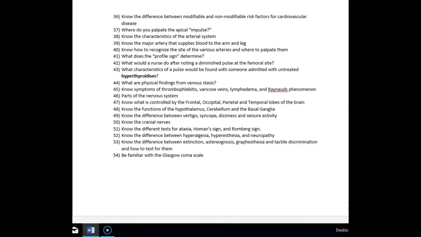Let me see what else we got here. We already talked about the arteries, and we already talked about what the profile sign means and detecting clubbing. We talked about that during Jeopardy.